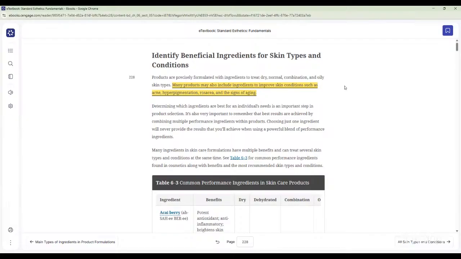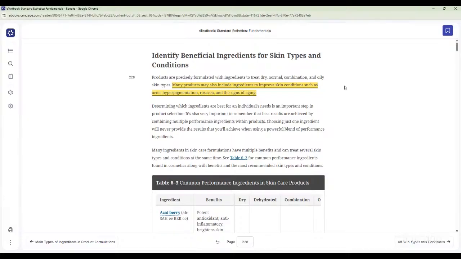From the skin analysis, you got to collect data. And taking all of that information, you say, okay, this is what they should be getting, and these products are going to be more beneficial for their skin today. It says choosing just one ingredient will never provide the results that you will achieve when using a powerful blend of performance ingredients.